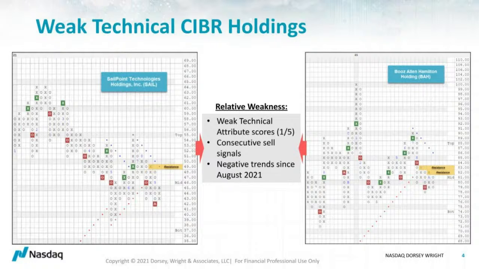This chart has given 2 consecutive sell signals. It's been in an overall negative trend since August of this year, and it has one of the weaker technical attribute scores that we have, a 1 out of 5. A very similar looking chart is Booz Allen Hamilton, ticker BAH. Also given 2 consecutive sell signals, showing that intermediate-term weakness. The longer-term weakness is indicated by it being in an overall negative trend, and it is still in a column of O's, demonstrating short-term weakness as well. Again, a 1 out of 5 from an attribute perspective, demonstrating broader weakness between those 2 names.